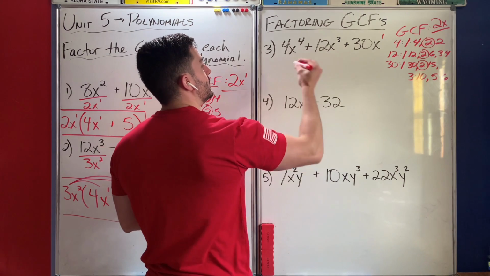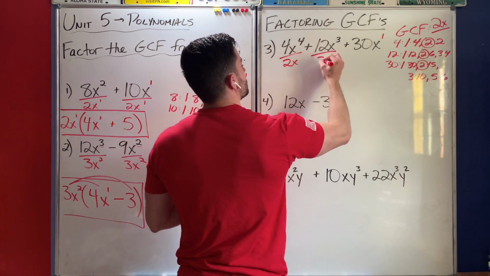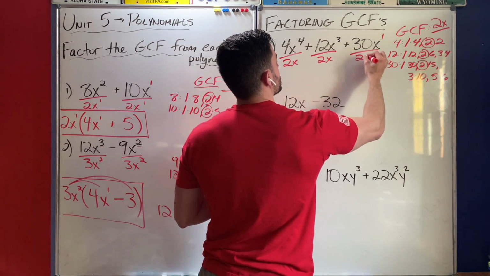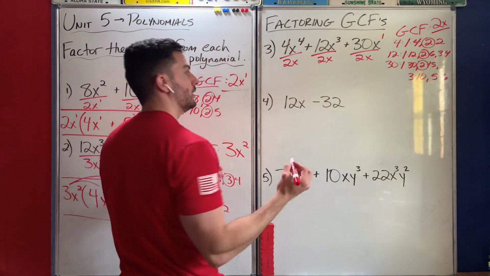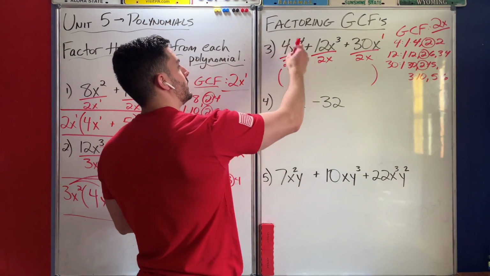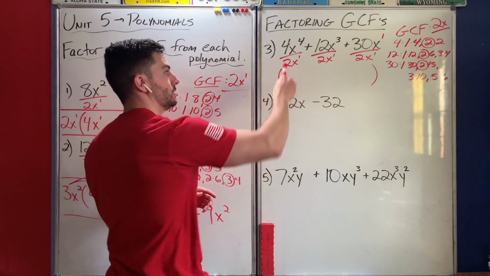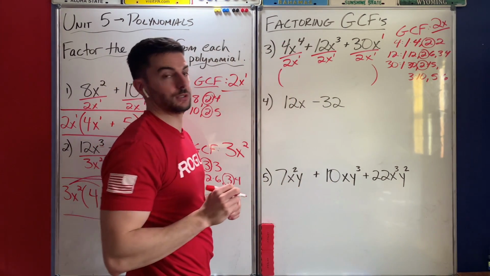I did that. Step 2, I divide everything by that. Divide by 2x, divide by 2x, divide by 2x. And now I actually do the division to get my smaller group. All these have 1 exponents as well. That'll help me with the subtraction: divide the big numbers, subtract the little numbers.